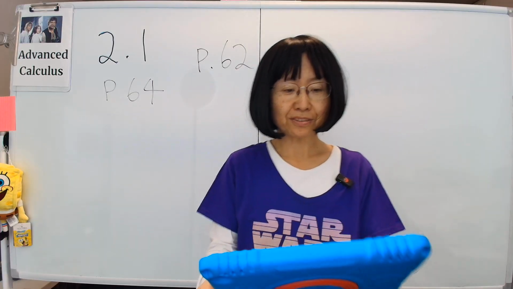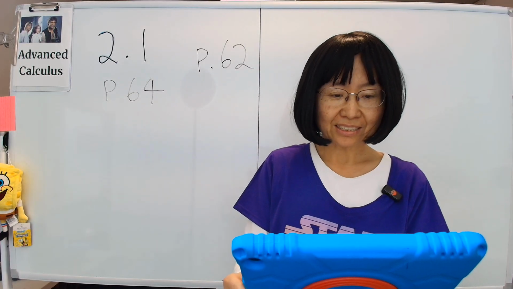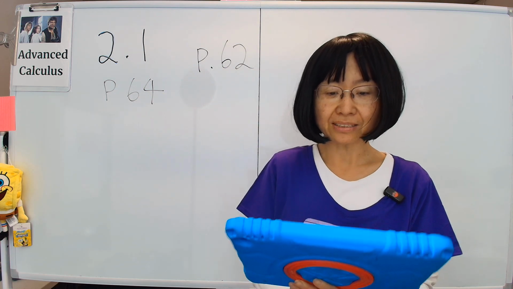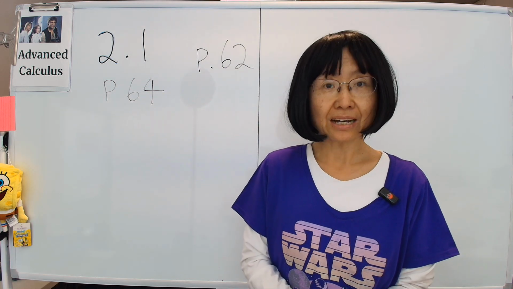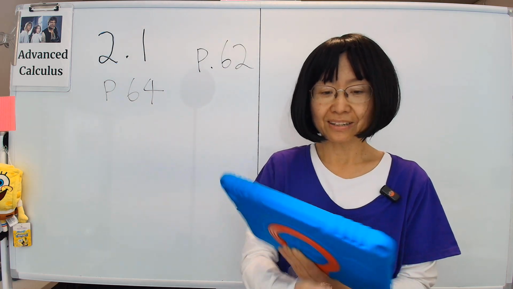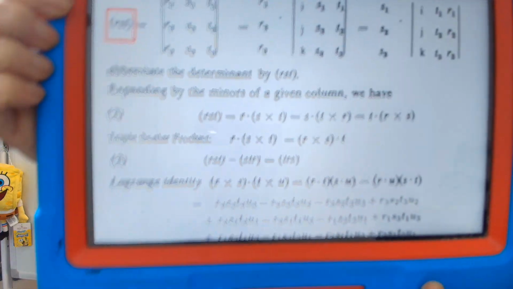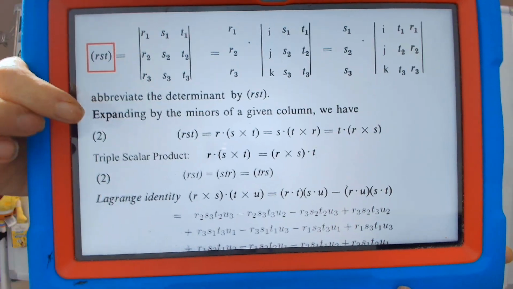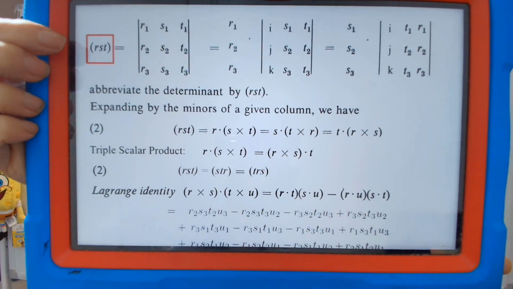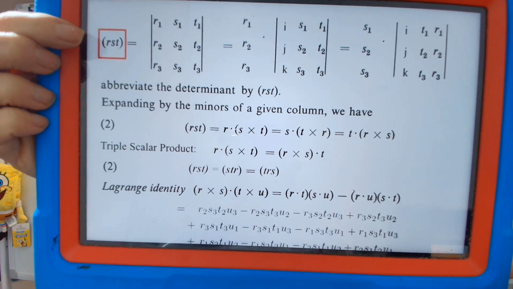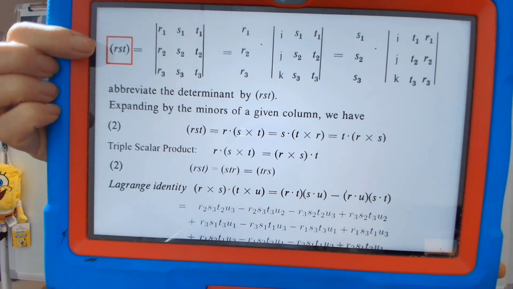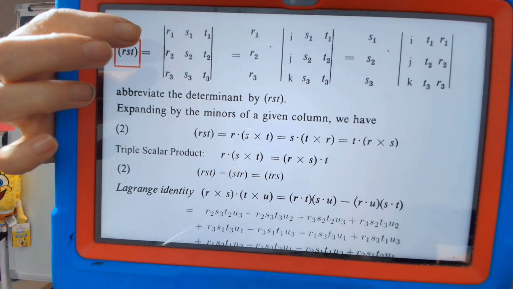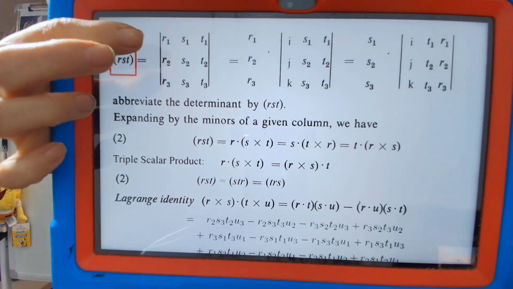The first thing that is neat is that the determinant from now on will be called parentheses RST, where R, S, T are the vectors written vertically. Notice the parentheses: when you write parentheses around three vectors, that means the determinant, period. I thought that was a neat way of saying it. Whenever you see that, it means that.